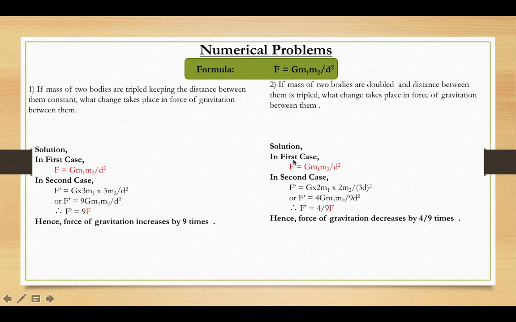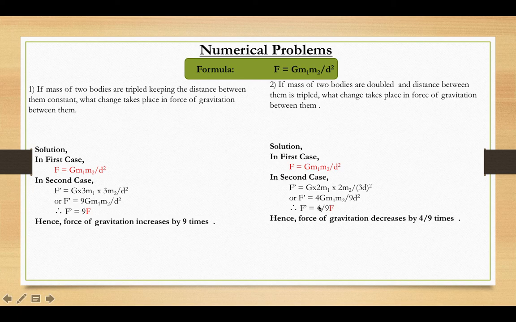As usual, in the first case we write the same formula as before, F equal to G m1 m2 by d square, and in the second case we follow the equation. F dash equal to G, and as the question says mass is doubled, in place of m1 we'll write 2m1, m2 we'll write 2m2, and distance is tripled, so in place of d we'll write 3d, whole square. Let's calculate. F dash equal to 2 times 2, which is 4, G m1 m2 by 3d square, which means 9d square. So F dash equal to 4 and G m1 m2 by d square means F. That's why it becomes 4 by 9 F.